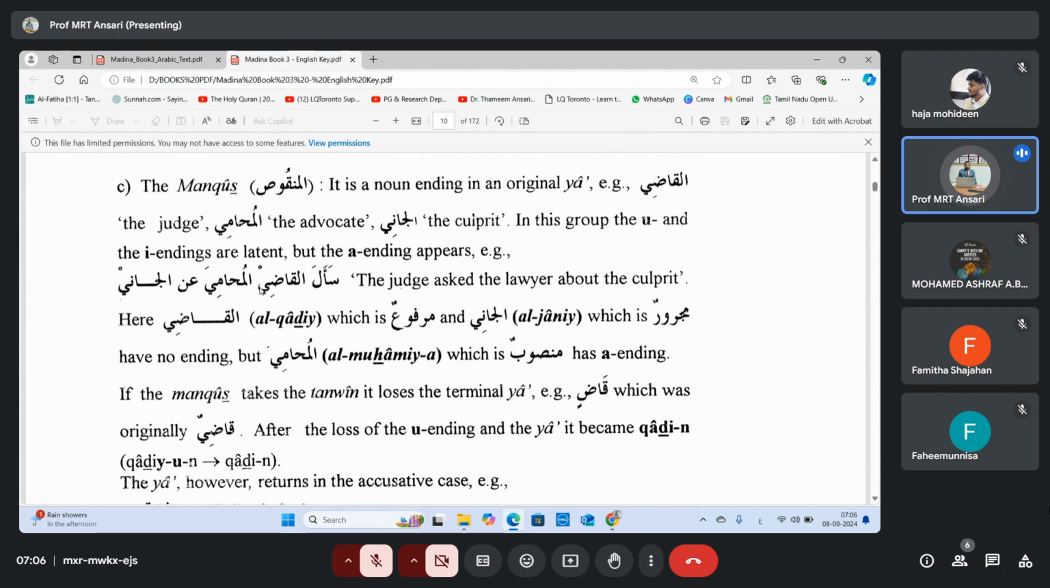We have already learned this many times. See: sa'ala al-qadi al-muhamiya 'anil jani. Well, al-qadi is the fa'il, marfu, but it does not show its vowels. And al-jani is majrur because it comes after 'an. Again, it does not show its sign. Only the mansub, al-muhamiya, takes fatha, and that is visible. The judge asked the lawyer about the culprit. Here al-qadi is marfu and jani is majrur, but they have no ending. But al-muhami, which is mansub, has a fatha ending. Clear?